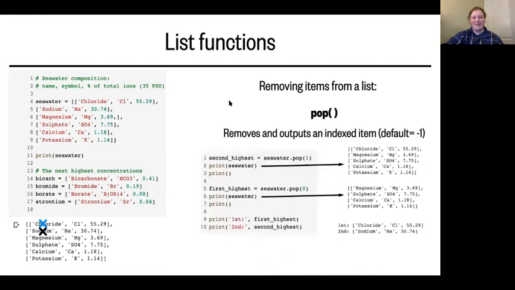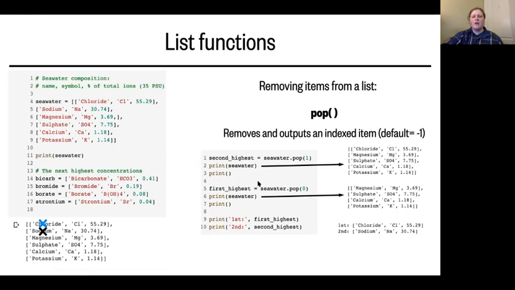Another way to remove items from a list is to use the pop function. This actually removes and outputs the indexed item that you're taking out of the list. So for example, we have our list here, and I say, oh, I want to take out sodium. So I say second highest sodium is equal to seawater.pop, and I'm going to put the index value where sodium is, which is 0, 1 here. So we say print seawater, and you can see it's taken out sodium.